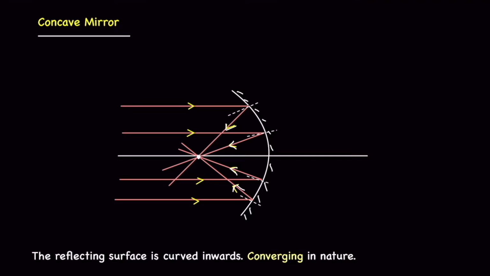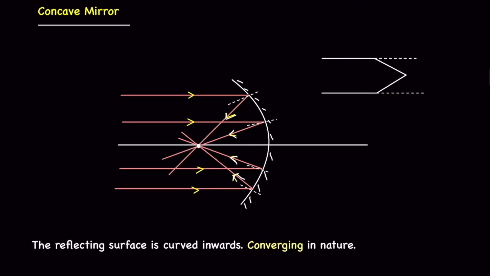Converging means if the incident ray has to pass straight, but because of the mirror, it changes its direction inward. So it is converging in nature. So concave mirror is converging in nature. This we have to remember. The reflecting surface is curved inward, so concave mirror is converging in nature.